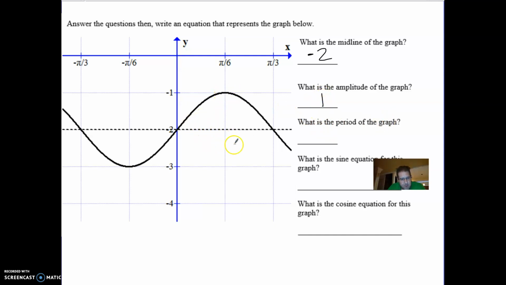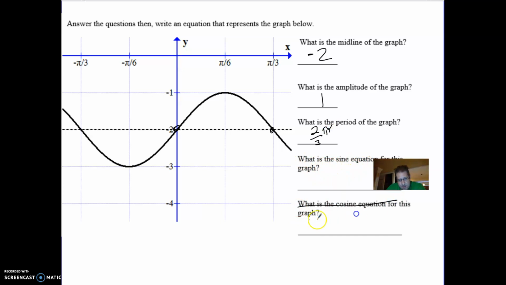What is the period of the graph? So how long does it take to complete one rotation? Interesting. Okay, so it looks like it takes 1/3 pi to do a half a rotation. So if you double that, you get 2/3 pi. Ooh, that's going to make things challenging. What is the sine equation?